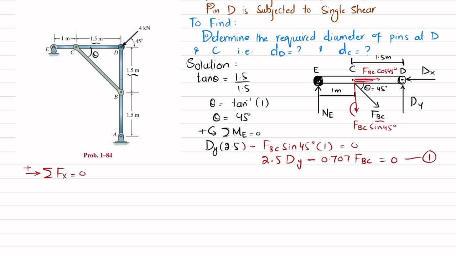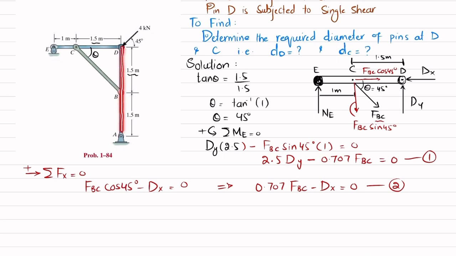So you can see one force is this one, which is FBC cos 45 degree, and the second is this one. Their sum must be equal to 0. So I will write FBC cos of 45 degree minus dx is equal to 0. From here, cos of 45 is 0.707 FBC minus dx will be equal to 0, and this is your equation number 2.